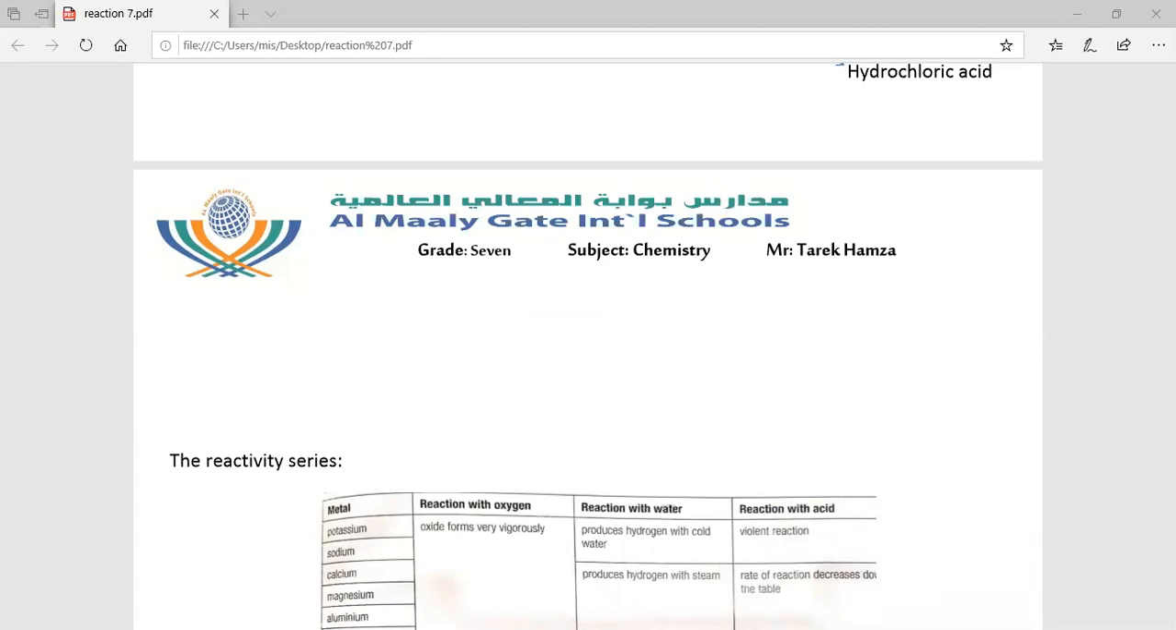Again, the reaction of metal with acid. The example of acid used to explain the reaction of metal is hydrochloric acid. When metal reacts with hydrochloric acid, it produces metal chloride and hydrogen gas is evolved.